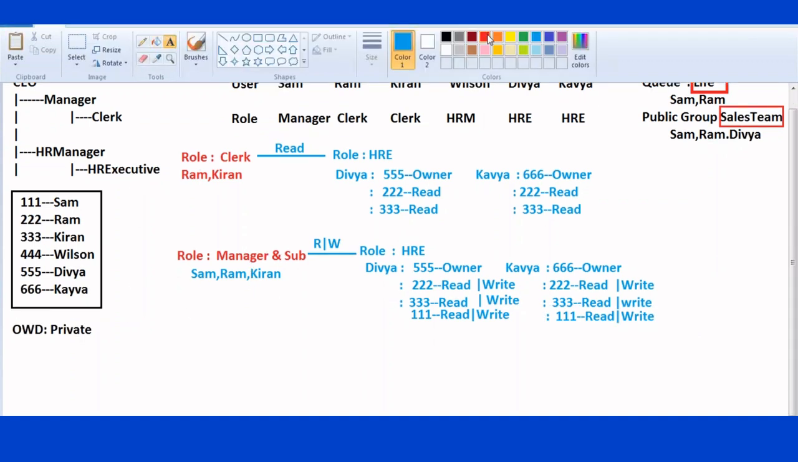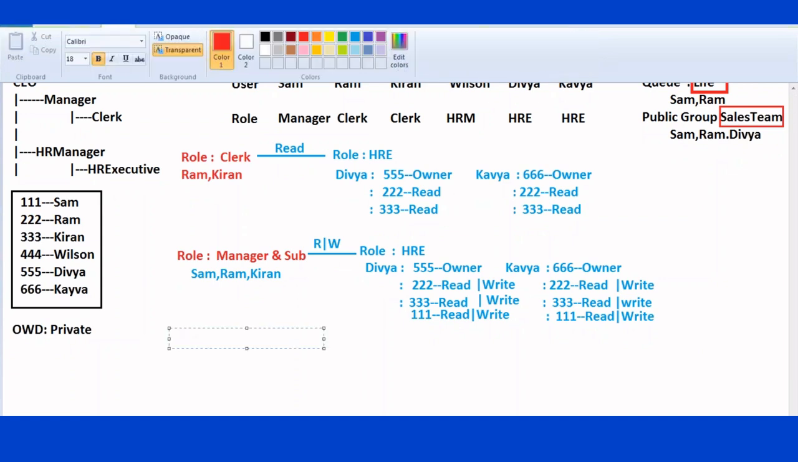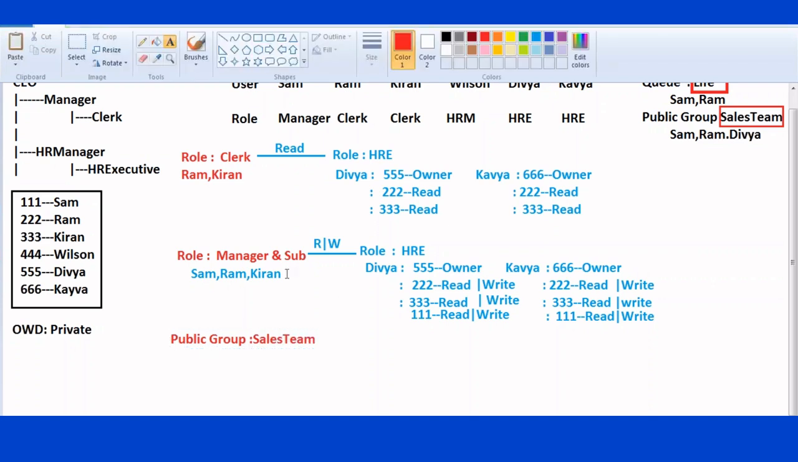The third one, let's take it. Records which are owned by the users who belong to public group, sales team. They are shared with the users.